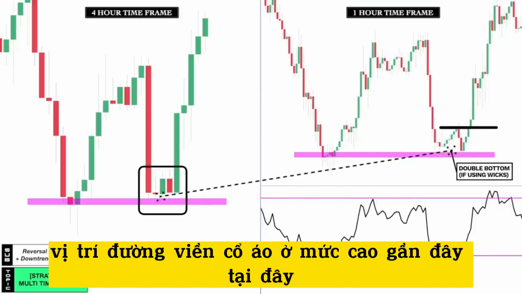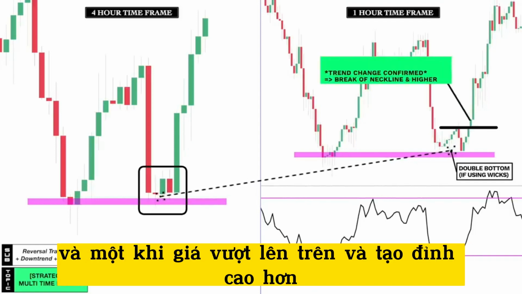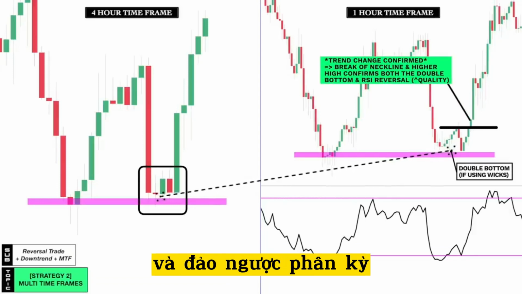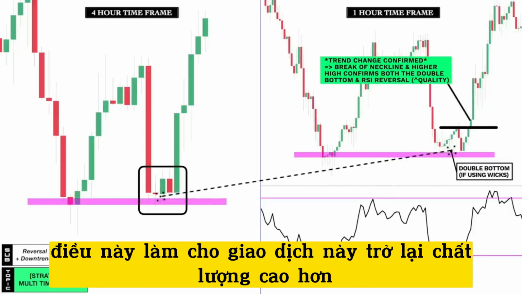Neckline placed at the recent swing high here, and once price breaks above and makes a higher high, it confirms both the double bottom reversal and the divergence reversal, which makes this a higher quality trade.